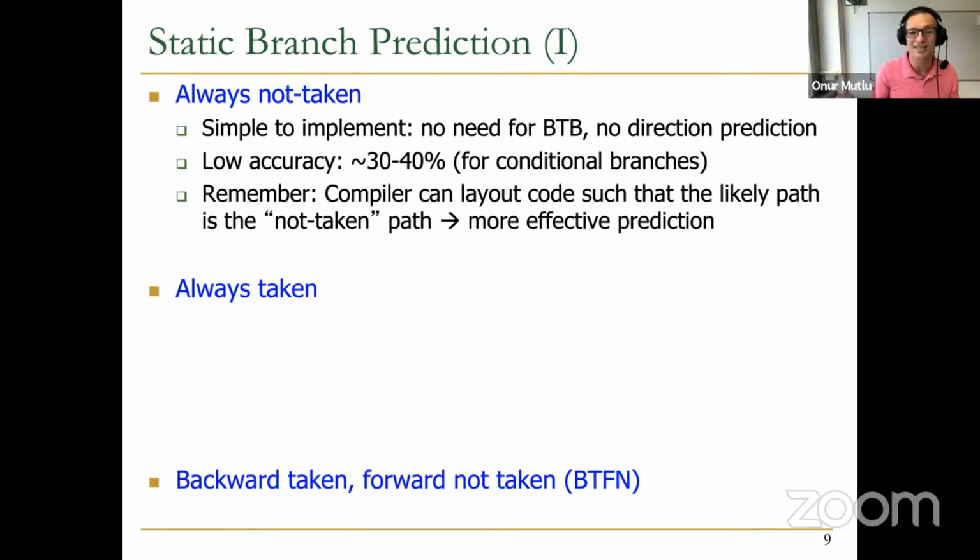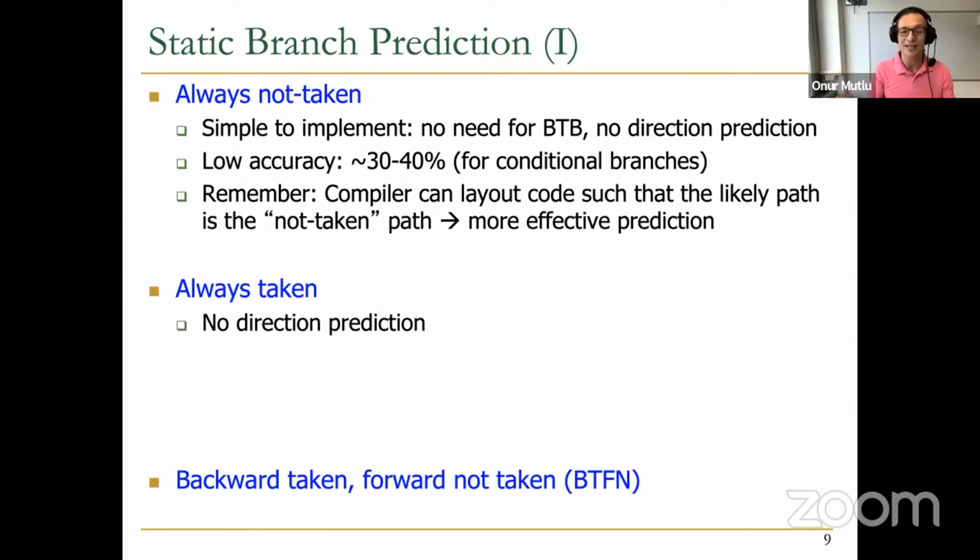And as we also discussed last time, the compiler can actually make this more effective. It can lay out the code such that the likely path becomes a not taken path. And this leads to a more effective prediction accuracy, but it's not always possible to do this, as we discussed last time. And if your input set is not representative at compile time, doing this may actually hurt your performance if the compiler gets the directions wrong based on the profiling set. We discussed this, so I'm not going to talk about it, but keep it in mind. All of the static branch prediction mechanisms have the input set representativeness problem if you're doing it based on some profiling mechanism. Okay, that's always not taken.